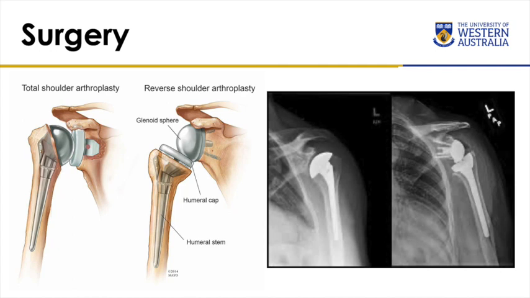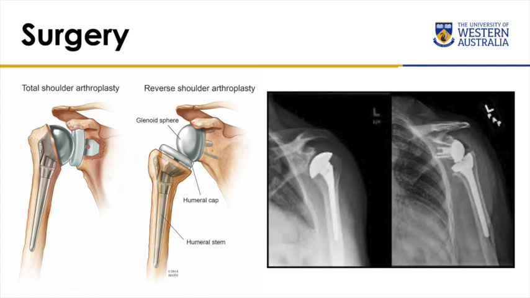There are 2 types of arthroplasty pictured here, an anatomic and the reverse shoulder arthroplasty. For an anatomic shoulder arthroplasty to work, the patient needs a functioning rotator cuff. The reverse shoulder arthroplasty is used in patients where there is a deficient rotator cuff, such as patients with cuff arthropathy.